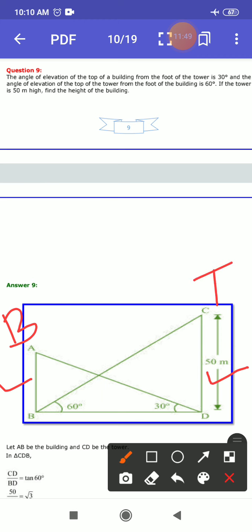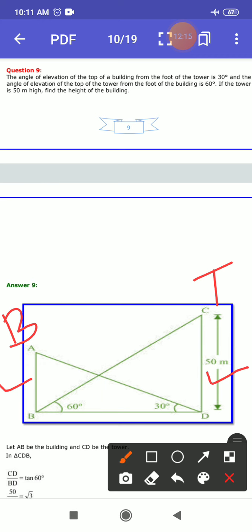Suppose AB is a building and CD is a tower, and you very well know by this question that AB is the smallest and CD is the higher or longest form. So that's why we write AB is small compared to CD, and CD is high and longer compared to AB.